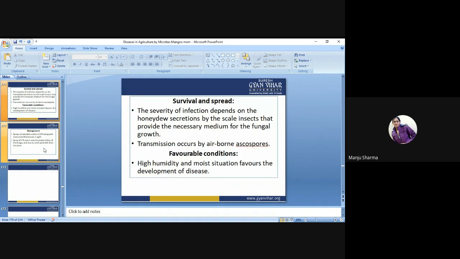Survival and spread. The severity of infection depends on the honeydew secretion by the scale insects that provides the necessary medium for fungal growth. Transmission occurs by airborne spread. The favorable conditions are high humidity and moist situation, which favor the development of the disease.